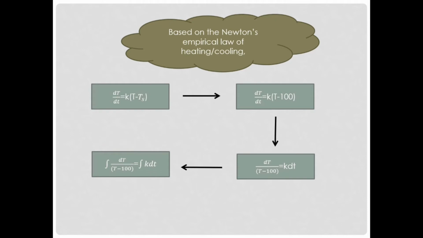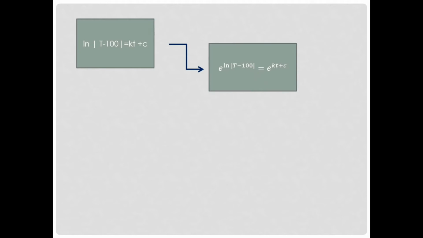After we integrate both sides, we get ln|T minus 100| equals kt plus C. To eliminate the ln, we take the exponential of both sides and get e to the ln|T minus 100| equals e to the kt plus C. Since e to the kt plus C means e to the kt times e to the C.